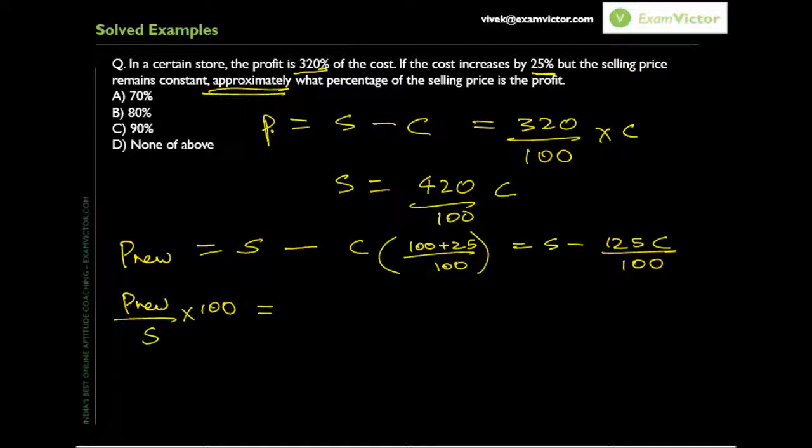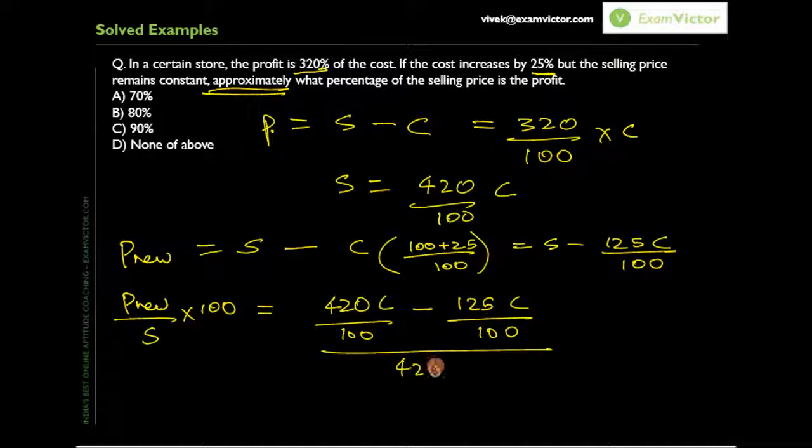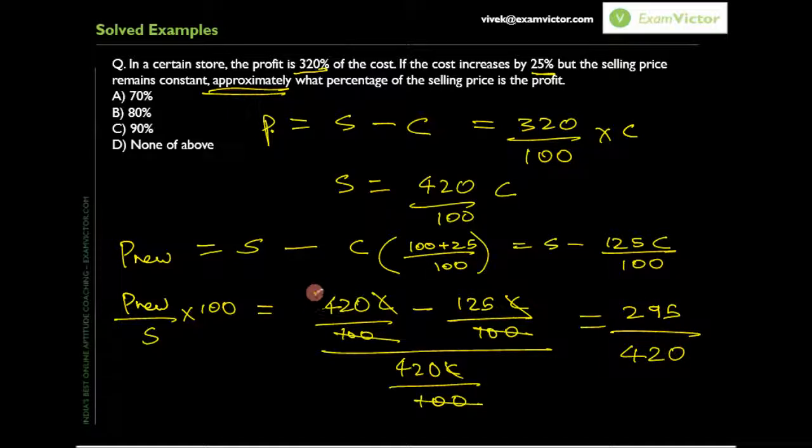Let's just do that very quickly. So P new is S minus 125 C by 100, and S is 420 C by 100. So I'm going to write that as (420 C by 100 minus 125 C by 100) divided by 420 C by 100. This will just simplify like this. Cancel, cancel. 420 minus 125, that's 295 by 420. This whole thing was multiplied by 100, so this is also into 100.